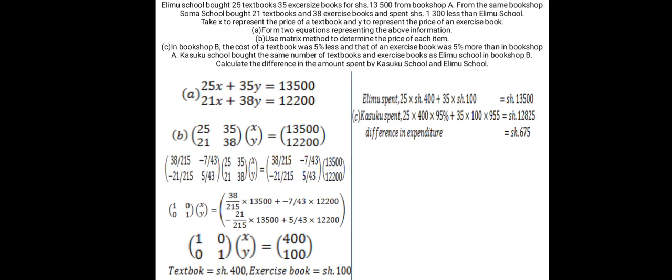Elimu School bought 25 textbooks and 35 exercise books for 13,500 shillings from bookshop A. From the same bookshop, Soma School bought 21 textbooks and 38 exercise books and spent 1,300 shillings less than Elimu School. Take x to represent the price of a textbook and y to represent the price of an exercise book.